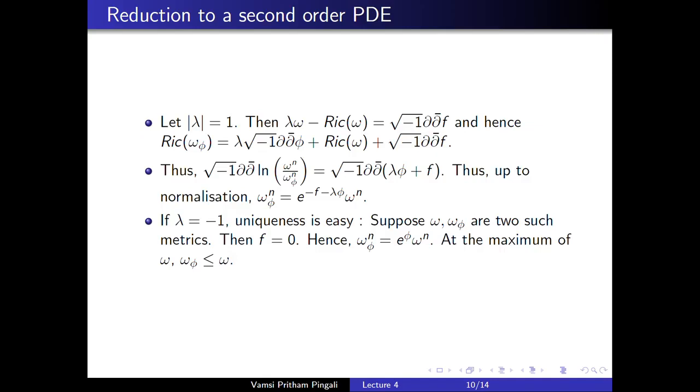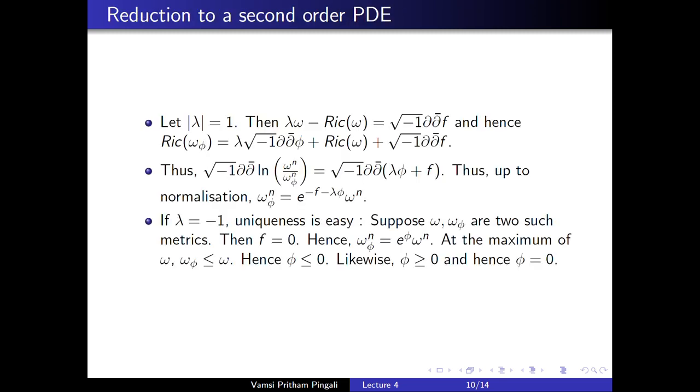But omega phi raised to n, which ought to be less than omega raised to n, is equal to e raised to phi omega raised to n. Meaning phi is less than or equal to 0 at the maximum. So phi is less than or equal to 0 everywhere. Likewise, using the same philosophy at the minimum, we see phi is greater than or equal to 0 everywhere, so phi has to be equal to 0. This philosophy of calculus, that at the maximum of a function, the second derivative is negative, this trivial observation is called the maximum principle. Okay. This technique is very useful, and Yau used this technique over and over again in his proof.